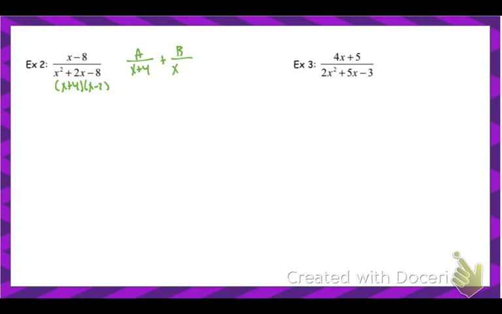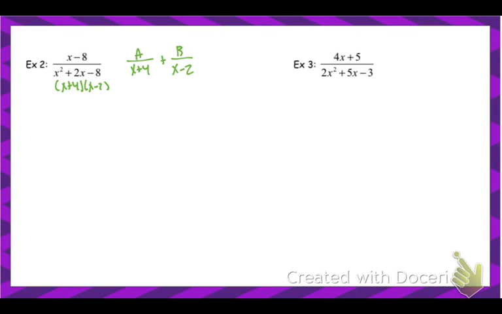Now, your A and your B could be flipped, and that's okay, but your final answer is still going to end up the same because your A and B would be flipped. So it matters which one is over the x plus 4 and which one is over the x minus 2. If you change it, you'll still get the same answer in the end, but you have to identify it at the beginning so you remember which one's which.